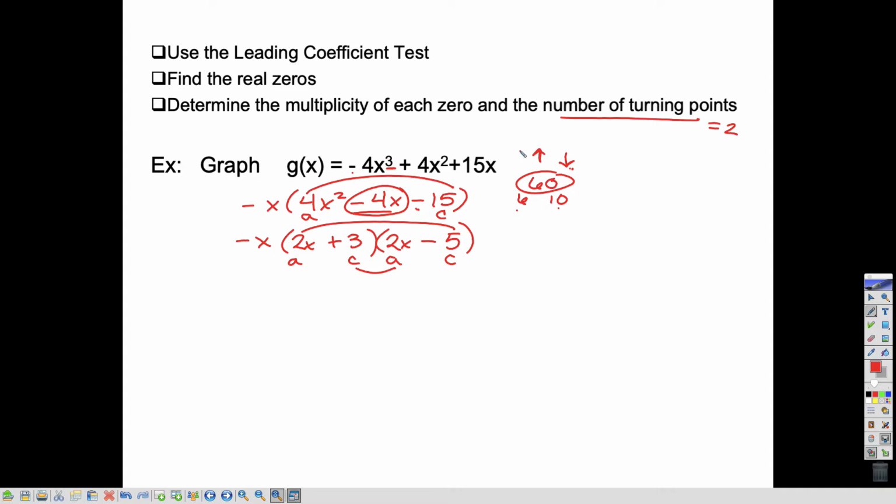Okay, so say it was a 2, or a 4. Then you know that it would have to end and start the same way. Right. And it's negative, so it would end down, so it has to start down.